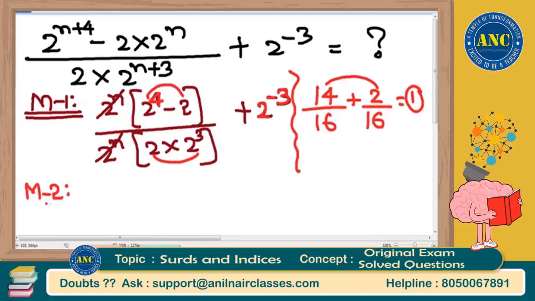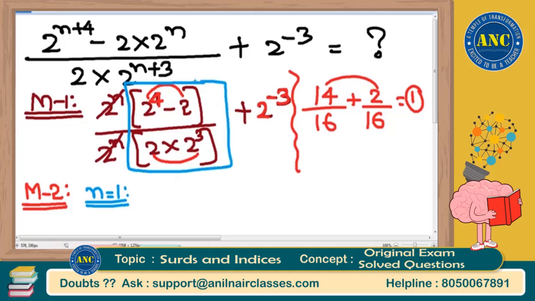Sir, I don't want to take 2 power n as a common factor. Take any other value for n. Whatever value you like, put that value. Suppose, for example, I put n equal to 1. In fact, if I put n equal to 0, I will end up with the same expression I am marking in blue right now. But I am just telling you n equal to 1. Let me check it with some other value.